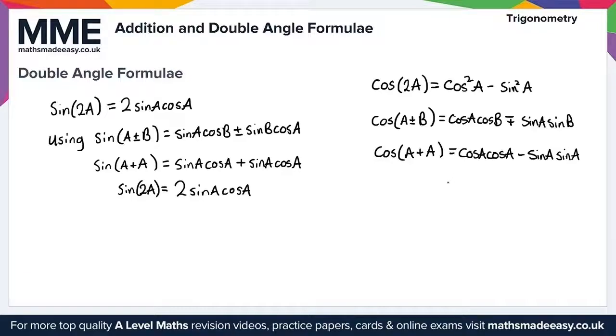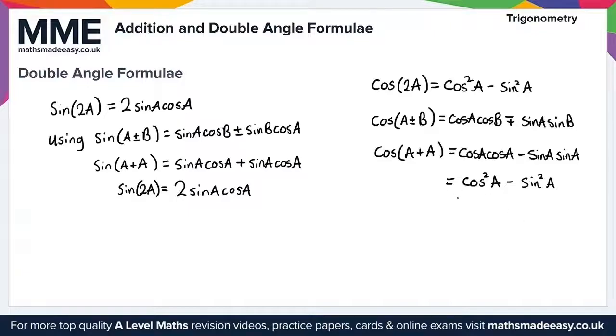And all we need to do now is simplify our result. If we've got cos a times cos a, that will simply give us cos squared a, which is the first part of our double angle formula for cos. And finally, sine a times sine a will give us sine squared a. So this is minus sine squared a. Okay, and that gives us the exact result that we needed.